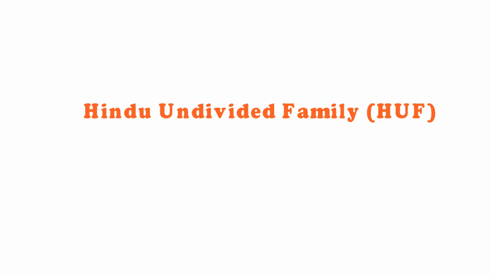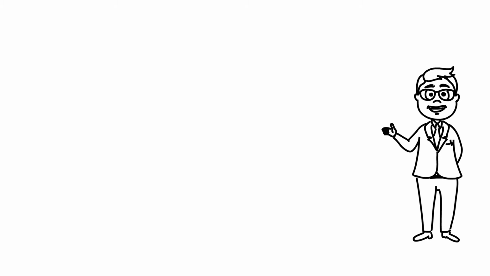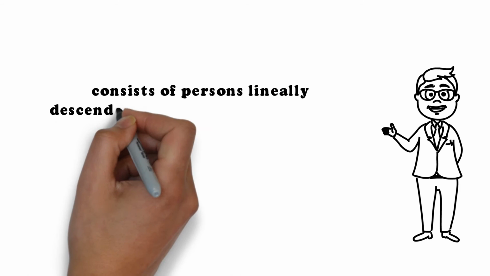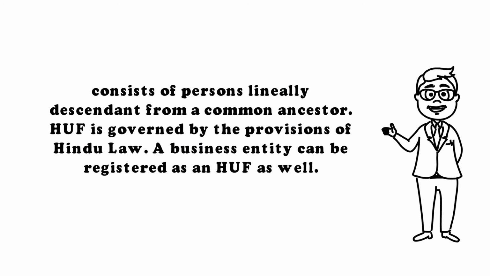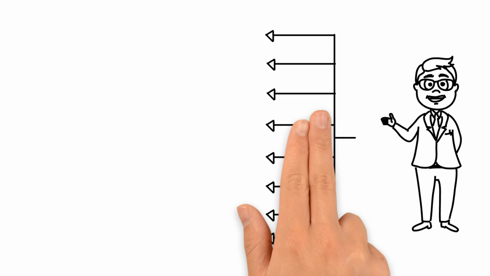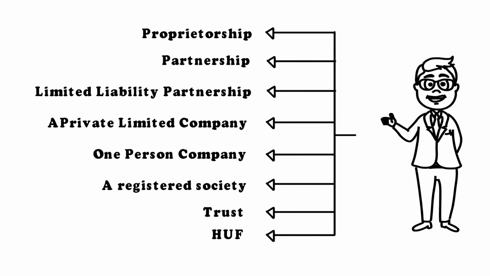8. Hindu Undivided Family, HUF, consists of persons lineally descendant from a common ancestor. HUF is governed by the provisions of Hindu law. A business entity can be registered as an HUF as well. Now that we know the different types of businesses in India, we may choose the one that suits us the most and move to the next step.